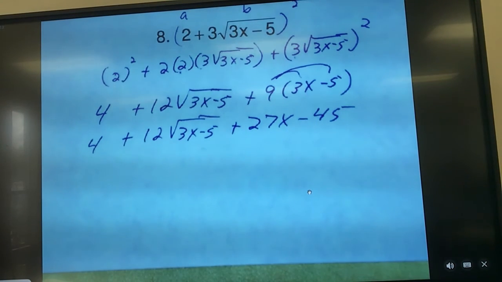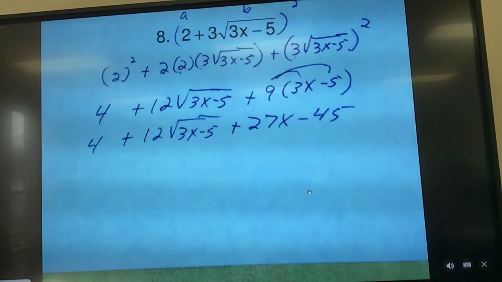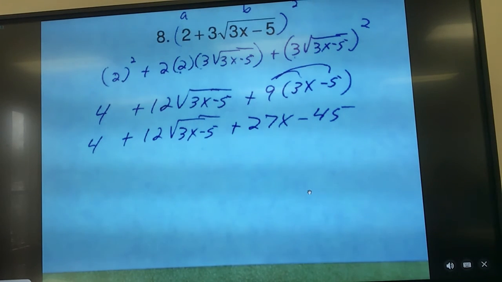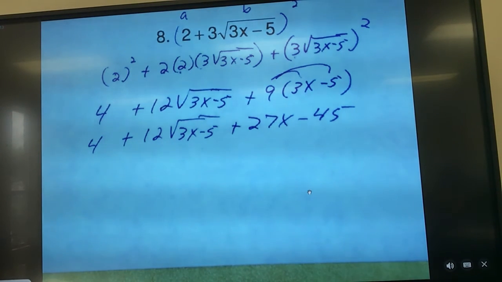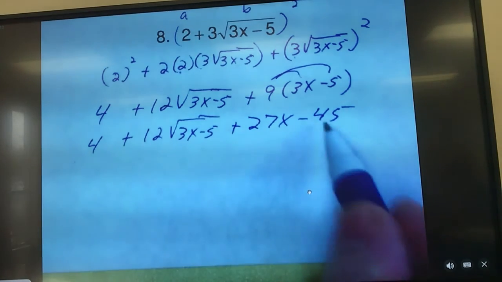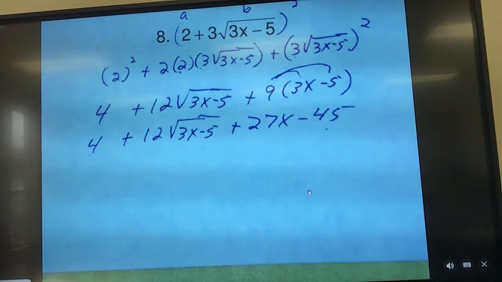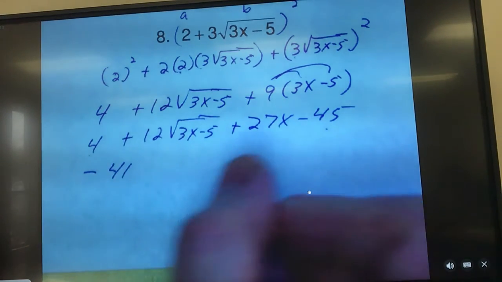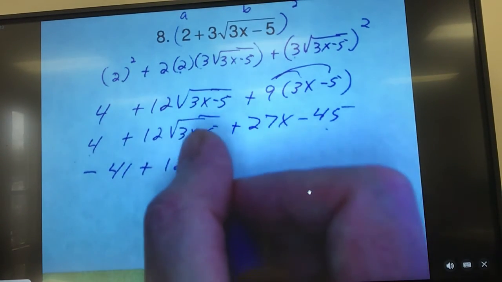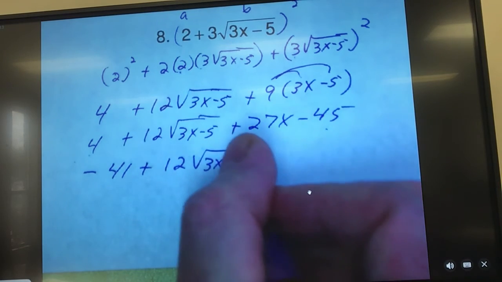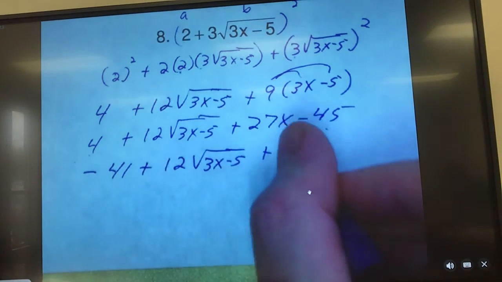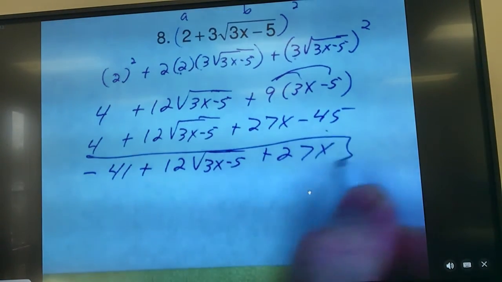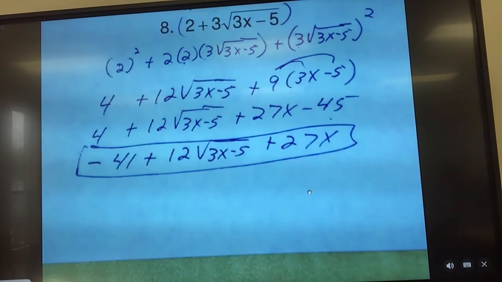Now which ones can I combine? There's only 2 that are like terms. Which 2 of those are like terms? 4 and the negative 45. What is 4 minus 45? Is negative 41, right? Plus 12 square root 3x minus 5 plus the 27x that's left over. None of those are alike. That means that's as far as it will go. That is my answer.